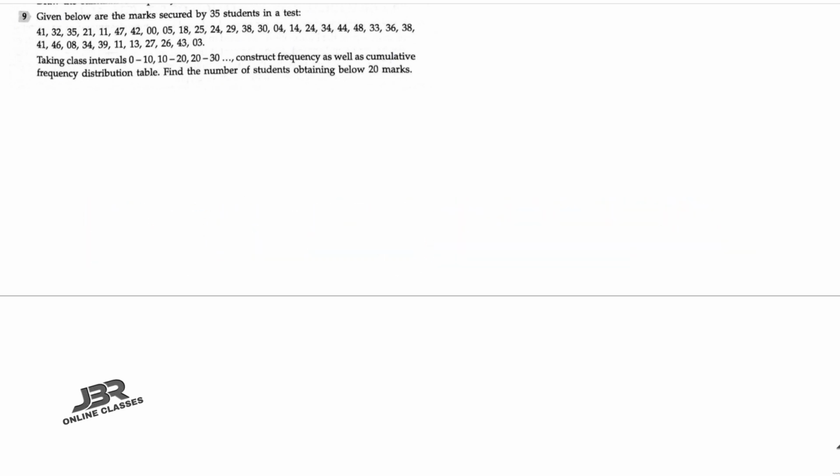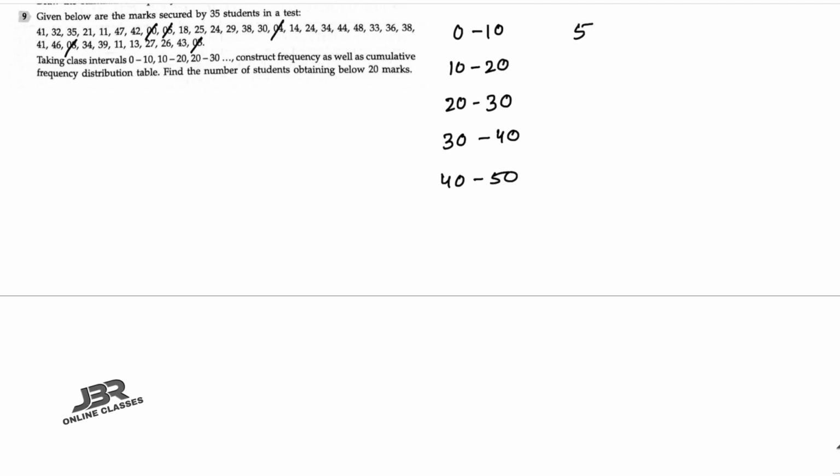So here in sum number 9, given below are the marks secured by 35 students in a test. Taking class intervals 0 to 10, 10 to 20, 20 to 30, 30 to 40, then 40 to 50. Just check it, the highest number here is 48. Okay, 48 is the highest number, so 40 to 50 is the last one. Now next the frequency. So 0 to 10. How many numbers are there? 0, 5, 2, 2, 3, 8, and the next 4. So total 5 numbers are there.